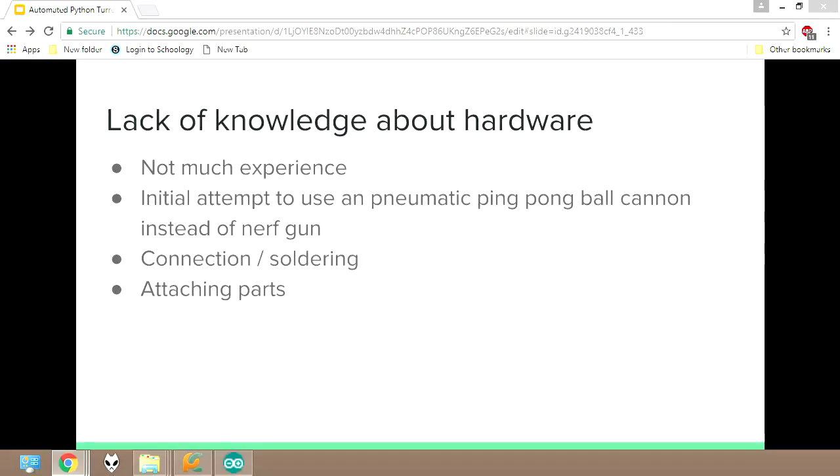Yeah, our lack of knowledge about the hardware that we were using hindered our progress with this project, and it ran us into a lot of issues. Initially, I had attempted to use a pneumatic ping pong ball cannon that I'd made for a different project, instead of a Nerf gun, but there were some issues with that, not the least of which is that it looked a little bit like a pipe bomb.